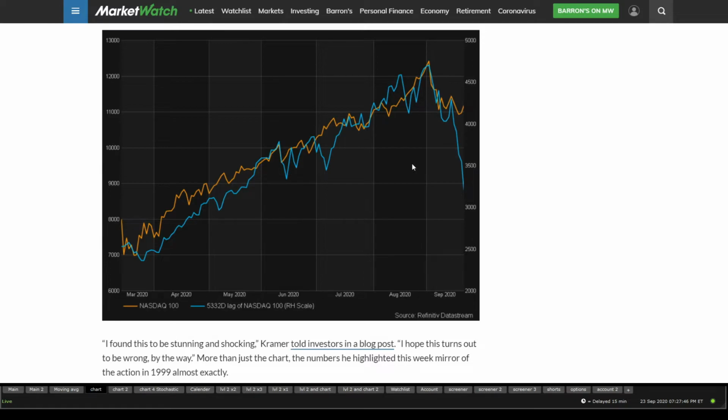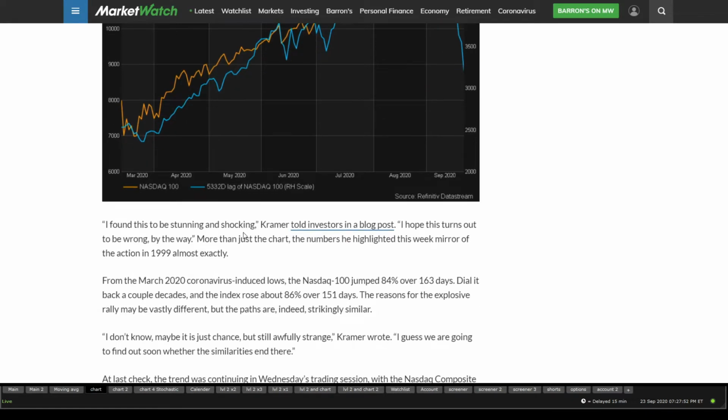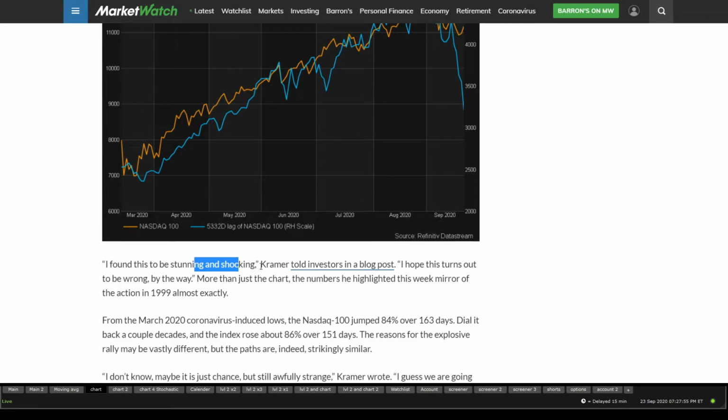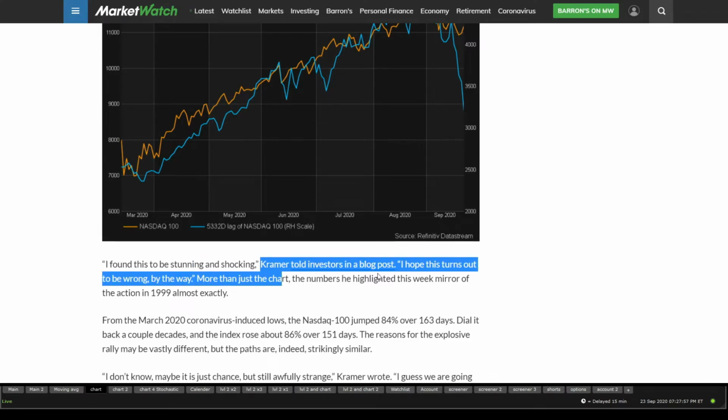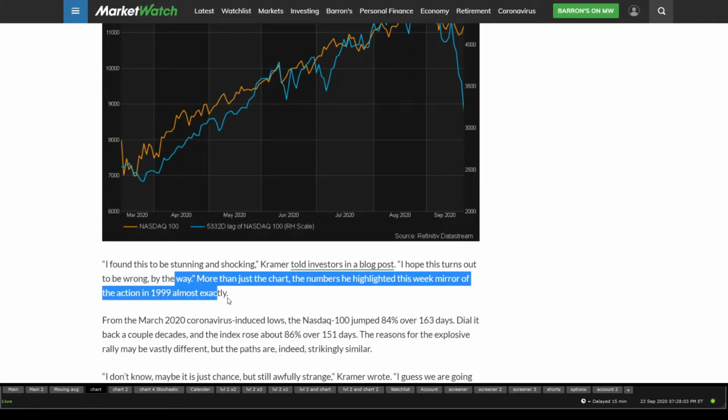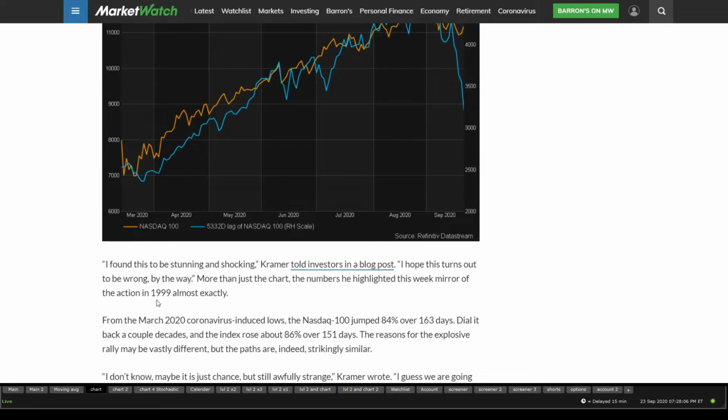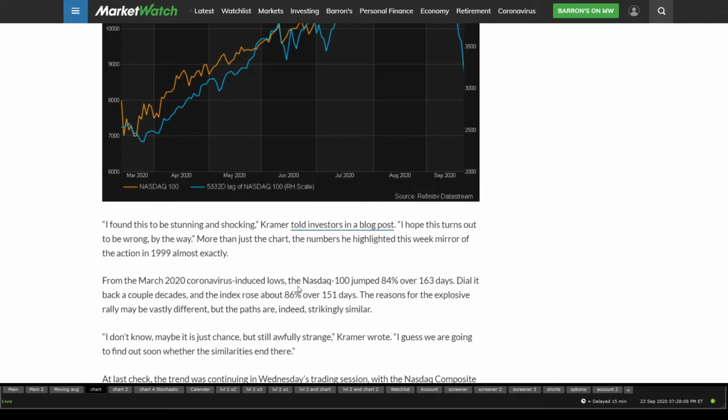And basically, it shows you the Nasdaq 100 index right now and where it was around 2 decades ago. And they say that they found this to be stunning and shocking. Kramer told investors in a blog post, "I hope this turns out to be wrong, by the way. More than just a chart, the numbers he highlighted this week mirror the action of 1999, which is the dot-com bubble. From the March 2020 coronavirus-induced low, the Nasdaq 100 jumped 84% over 163 days. Dial it back a couple of decades ago. The index rose around 86% over 151 days. The reason for the explosive rally may be vastly different, but the paths are indeed starkly similar."